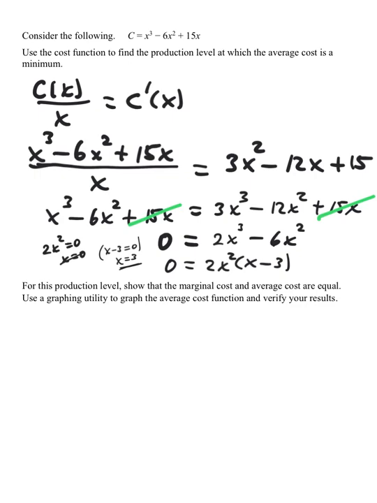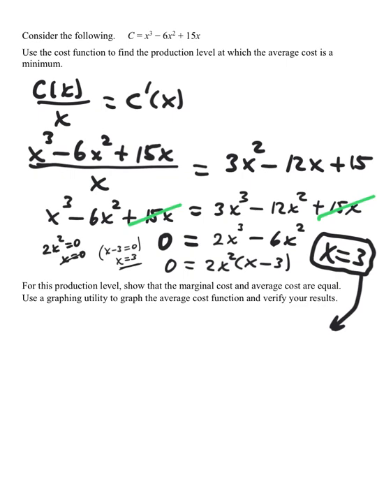For this production level, show that the marginal cost and average cost are equal. Don't worry about using a graphing utility to graph the average cost function and verify the results. I copied this over from WebAssign directly. So what we'll do is, we know our answer is 3. I'm going to put that over here in a box. I've already got it over on the other side, but I'm going to put it in a box. That's the number we're going to use here.